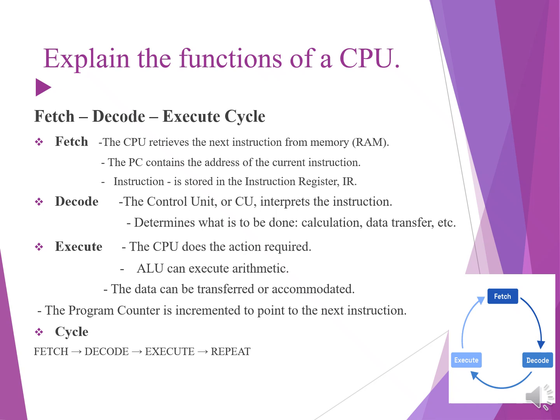Function of a CPU. The CPU works using the fetch, decode and execute cycle. First, it fetches an instruction from memory. Next, it decodes the instruction to understand what needs to be done. Finally, it executes the instruction by performing calculation or data movement. This cycle repeats continuously while the computer is running.